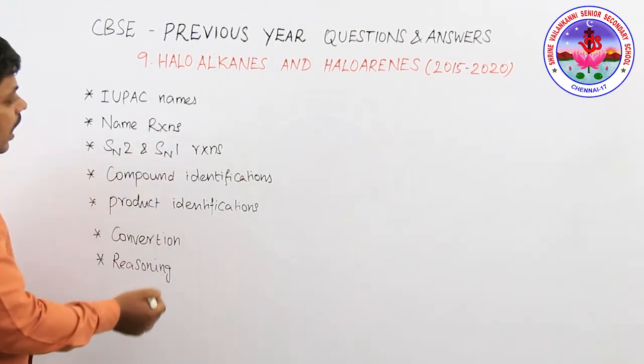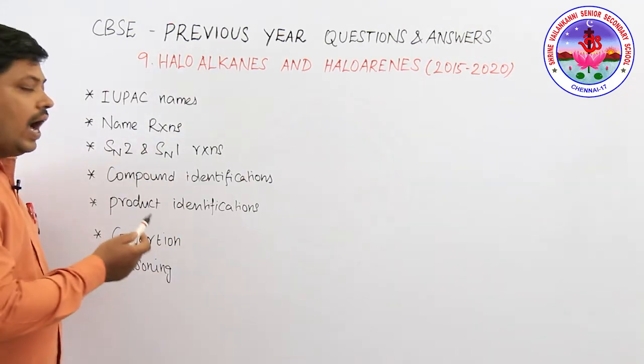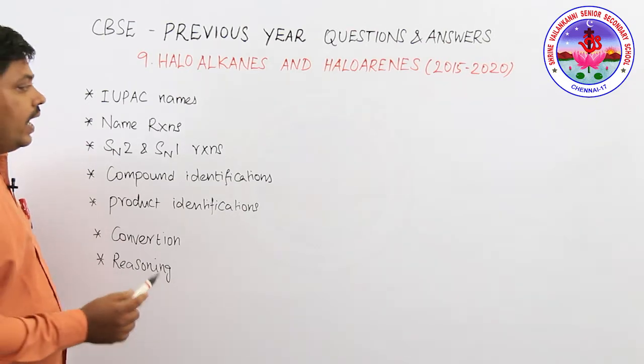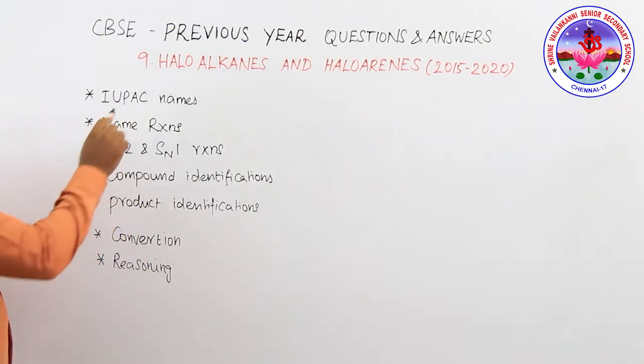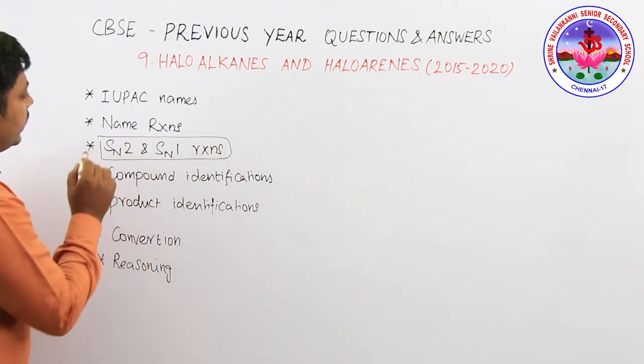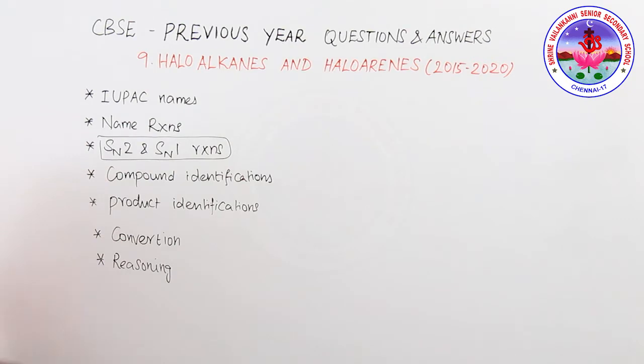These type of questions are in all 4 chapters: haloalkanes and haloarenes, then alcohols, phenols, ethers, aldehydes, ketones, carboxylic acids and amines. All these lessons have this type of question, except for the SN1 and SN2 reactions. Generally, these types of questions will come. Okay, now we will see this type of question.